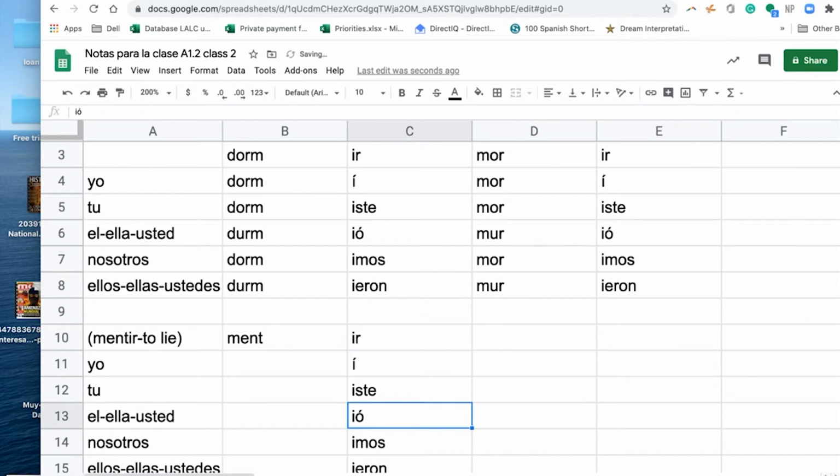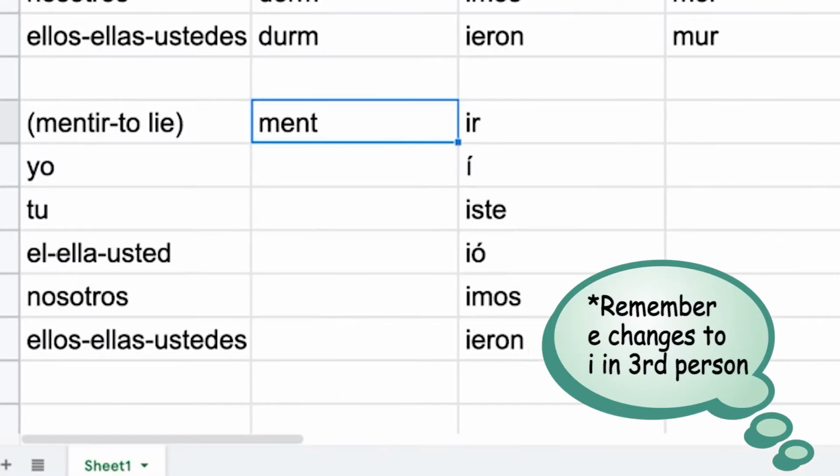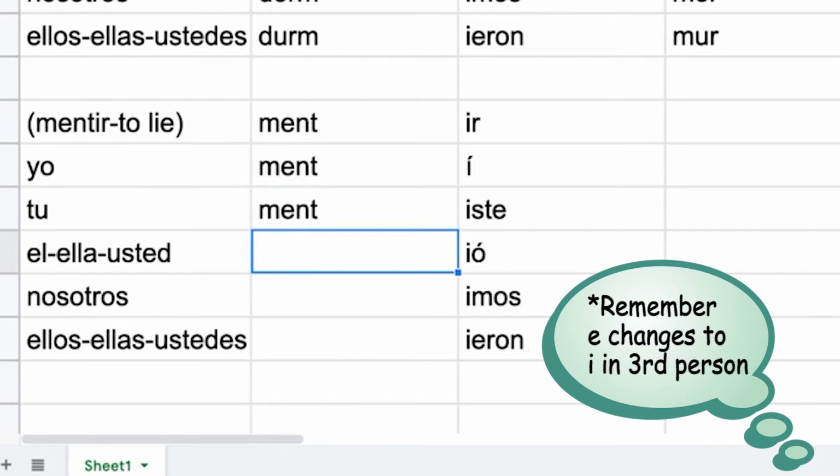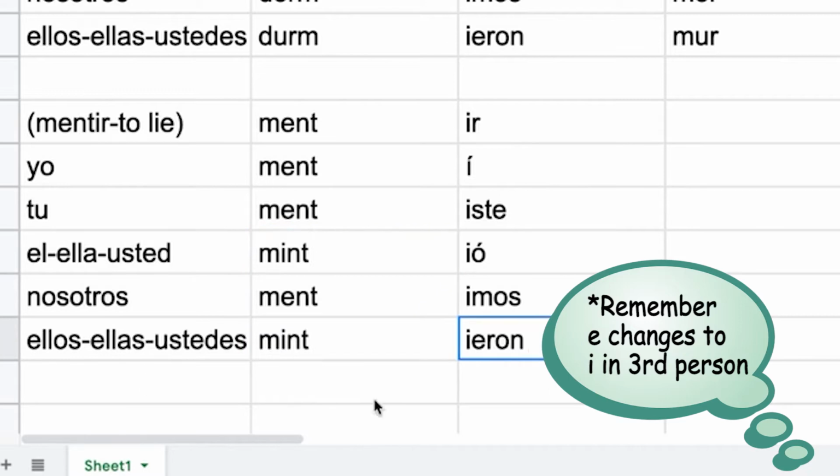So í, iste, ió, imos, ieron. It's the same with mentir: yo mentí, tú mentiste, él, how will it be? Mintió, right? Because it changes the E to the I. Mintió. Then nosotros doesn't change, mentimos, y ellos mintieron. You see, it's in the third person. This verb, I use it just as an example.